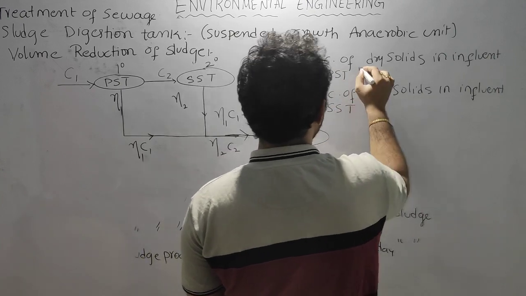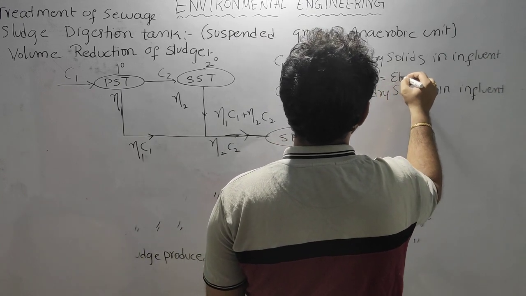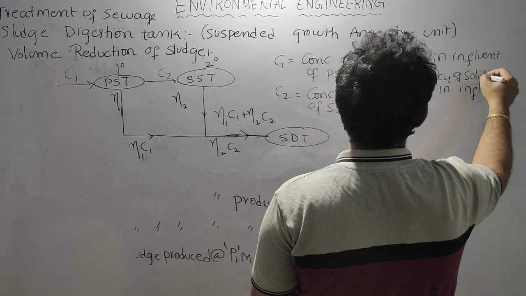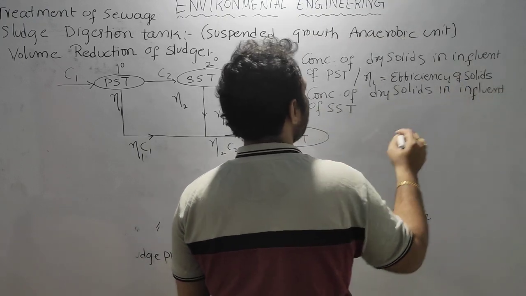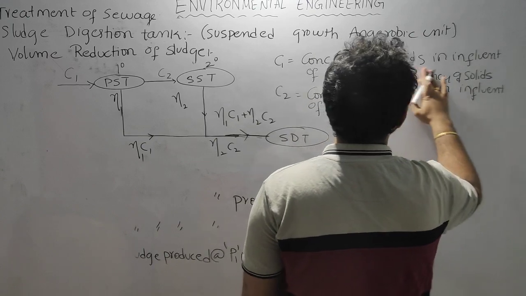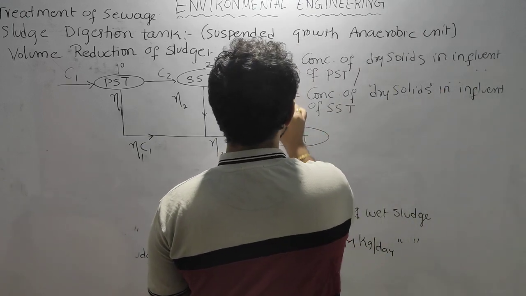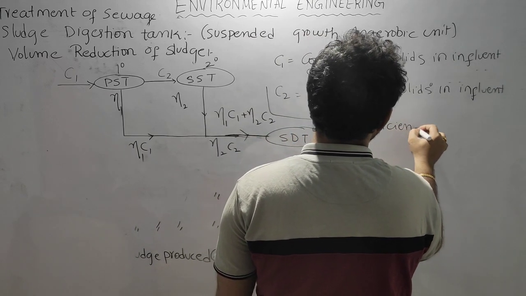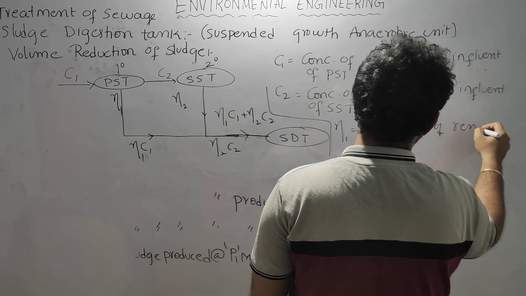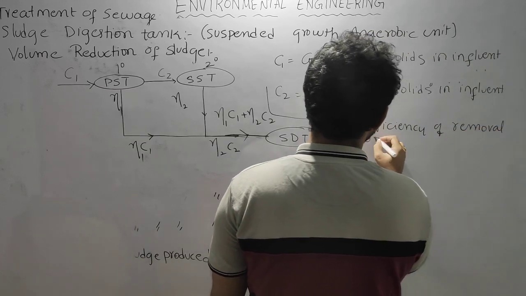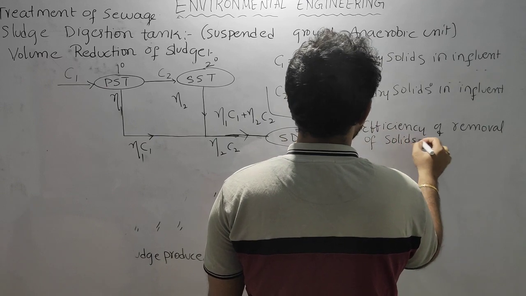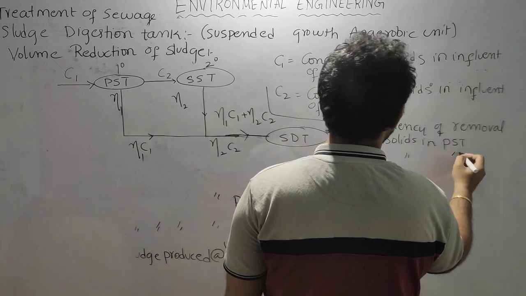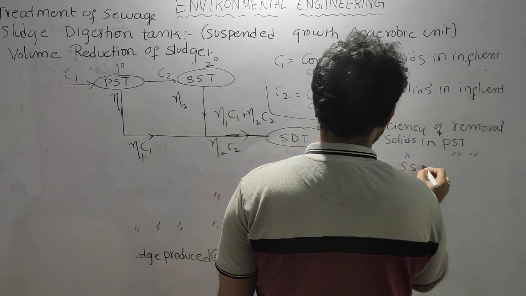The efficiency eta 1 is the efficiency of solids removal, the efficiency of removal of solids in the primary sedimentation tank. Similarly, eta 2 is the efficiency of removal of solids in the secondary sedimentation tank.